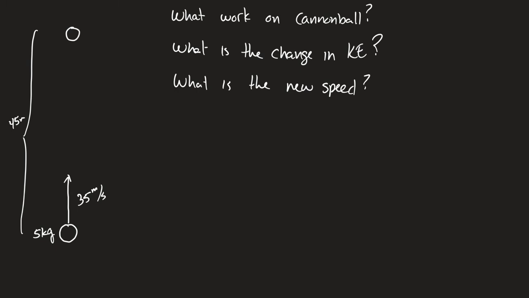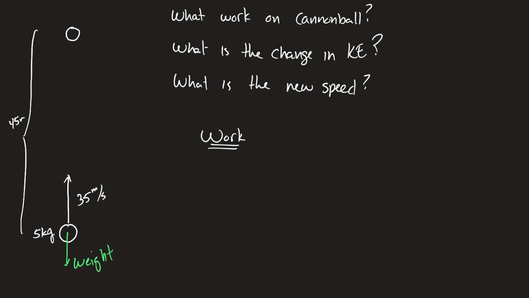What work is done on the cannonball as it rises 45 meters? So in considering that question, the work done requires us to consider the forces acting on the object over the displacement of the 45 meters. And in looking at this question, I can only think of one force that is consistently acting on the cannonball over this displacement of 45 meters, and that's got to be the weight of the cannonball.